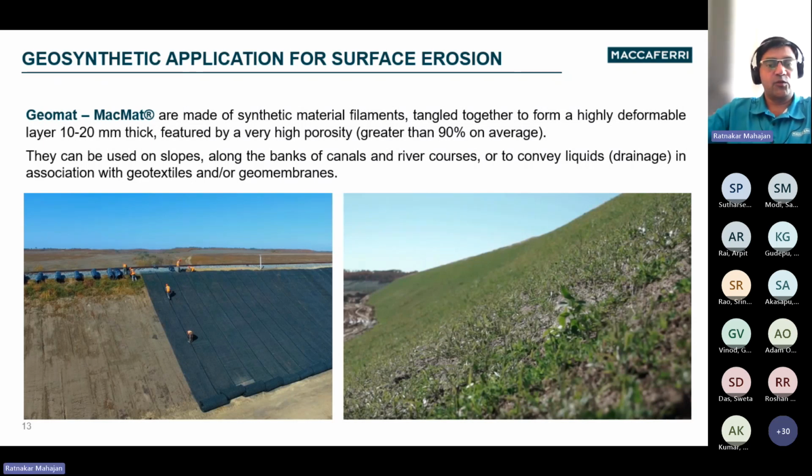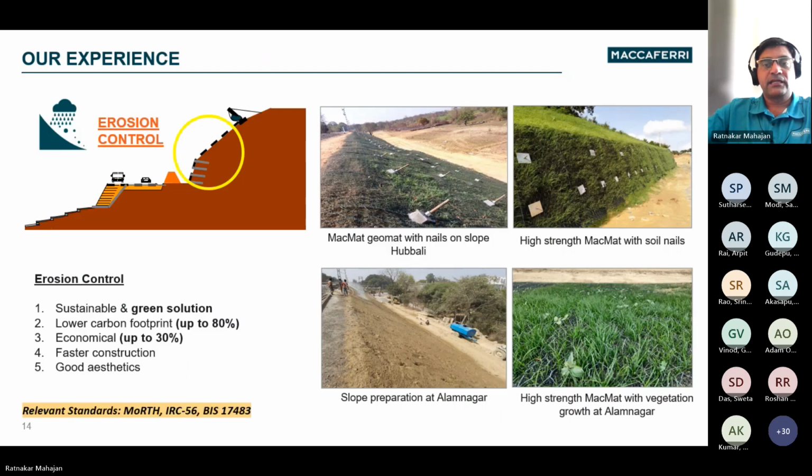They can be used on slopes along the banks of canals or river courses as well to convey liquids or drainage in association with geotextiles or geomembranes. So you can see that typically in erosion control, it can be on the cut slope side or even the embankment itself. These are basically sustainable and green solutions.